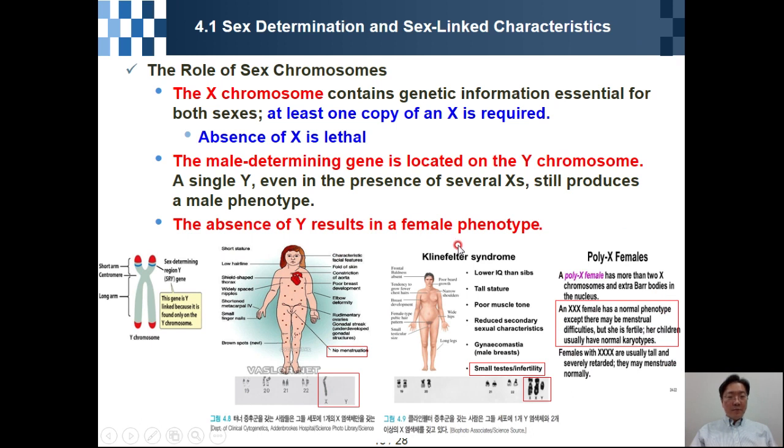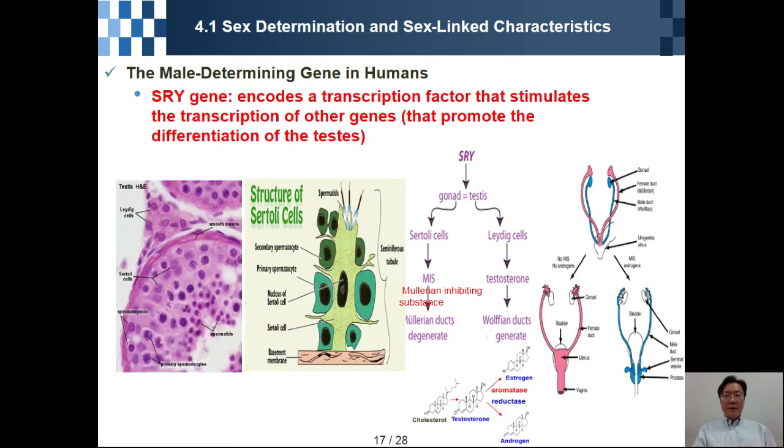So let's summarize again. The X chromosome is essential for both sexes. At least one copy of X is required. The Y chromosome has the male determining gene, especially the SRY gene. So a single Y, even in the presence of several X's, still produces a male phenotype. Without the Y, they result in a female phenotype. We will learn especially about the male determining gene, with the special name SRY gene.